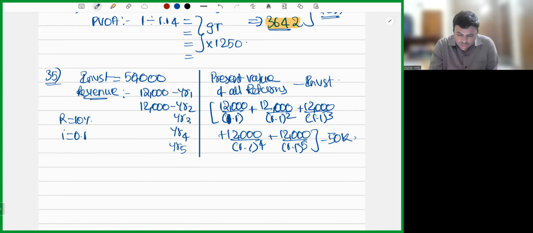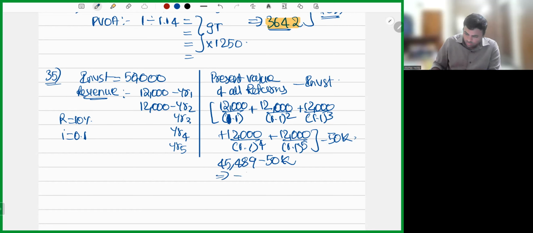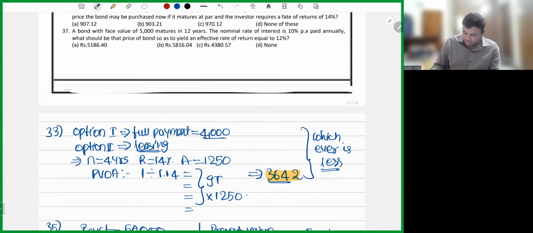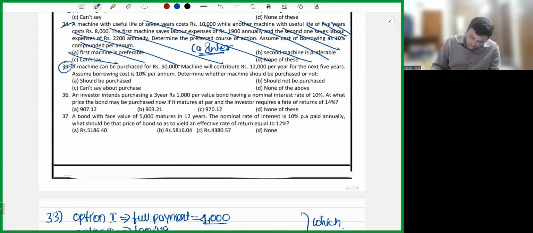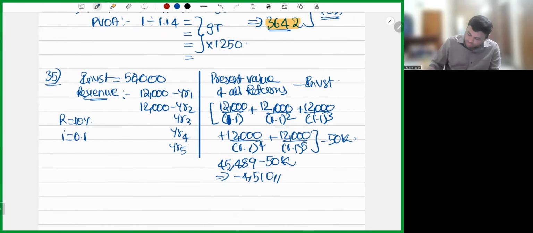Or you remember, I said 1 divided by 1.1, into the symbol 2 times, 12,000 equal to, M plus, 12,000 equal to, and so on up to 5 times, 1, 2, 3, 4, 5, M plus, MRC. That gives 45,489 minus 50,000, which is equal to negative 4,510. You remember what I said? Your NPV is negative, will you accept? No, sir. If NPV is negative, we will not accept. So it should not be purchased. So simple a sum, sir. Simple sum.